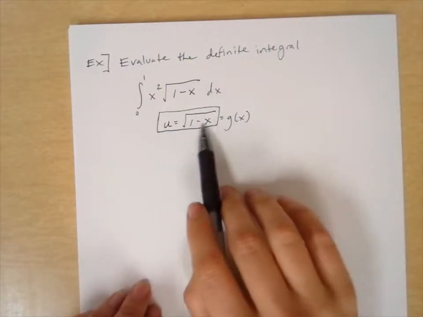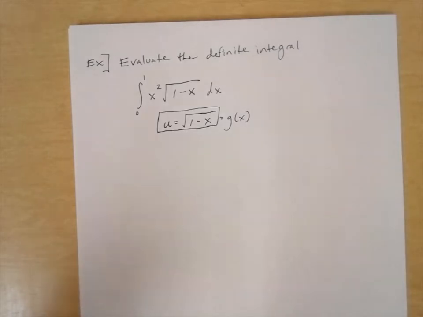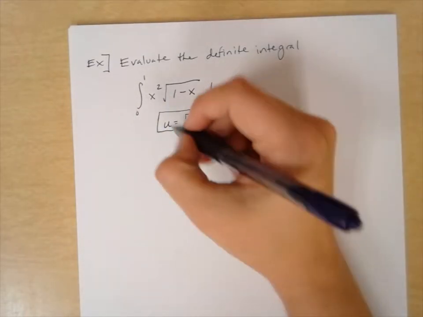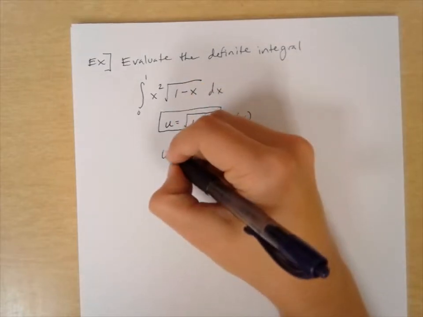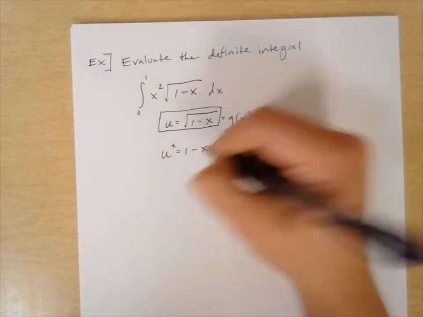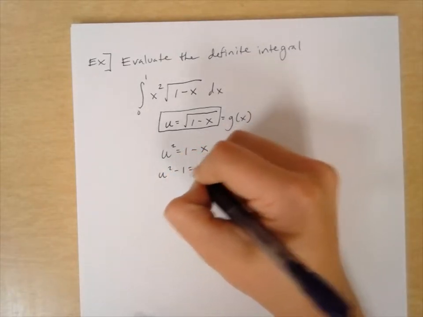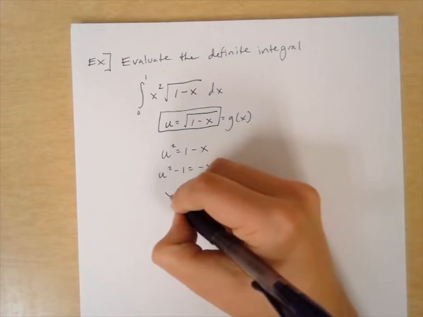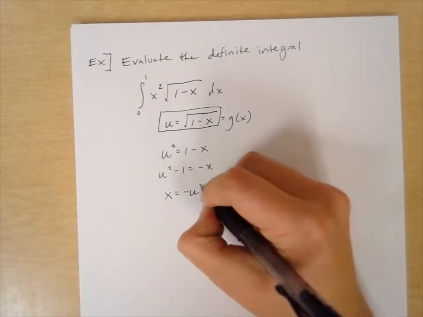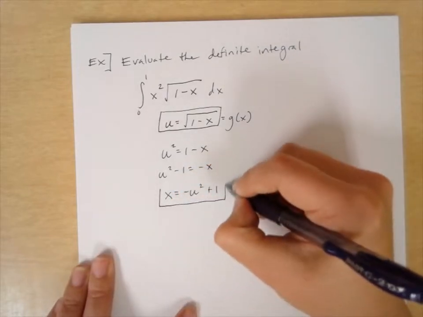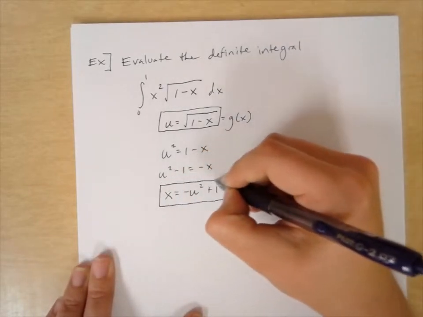Now, since the derivative of this would just be some really big crazy thing, we're going to use the same approach as last time, where we end up solving this for x in order to replace this x right here. So, when we start to solve this for x, we get u squared equals 1 minus x. I could subtract 1, and then I could change the sign of everything, and I would get that x equals negative u squared plus 1. Again, kind of save that for later. That's going to be useful for us to substitute in.